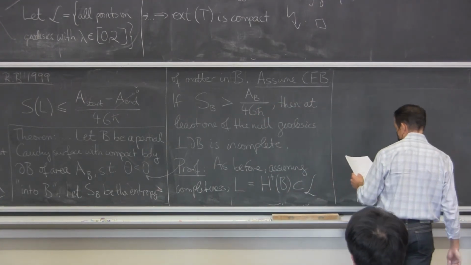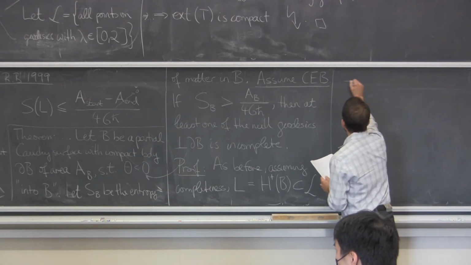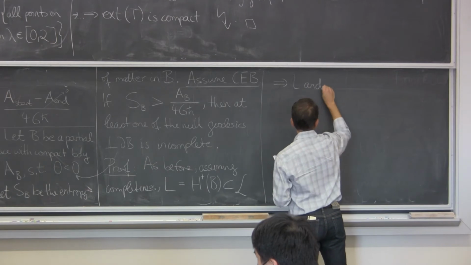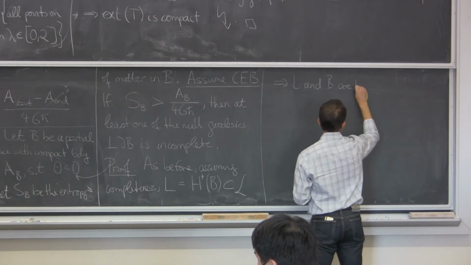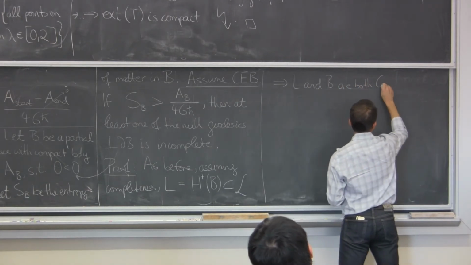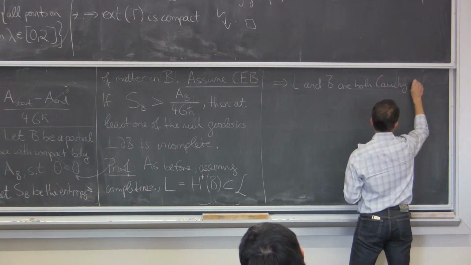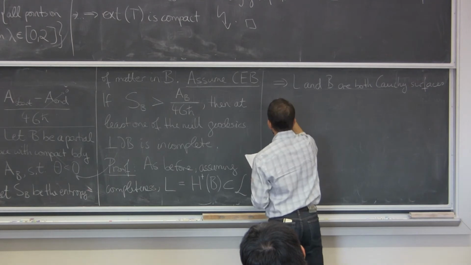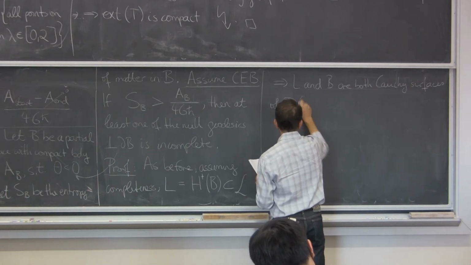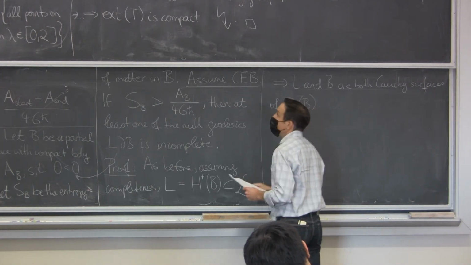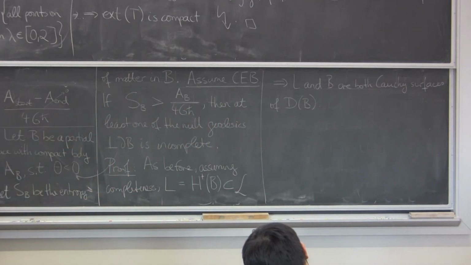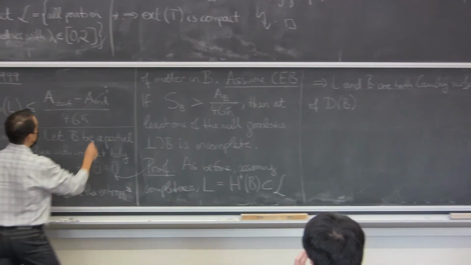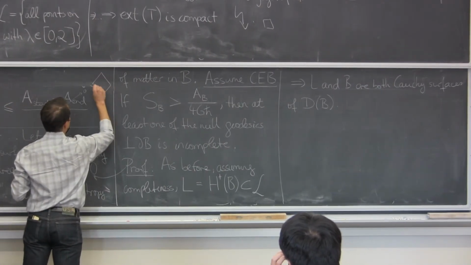Okay, so that means, as before, that L and B are both Cauchy surfaces of the domain of dependence of B. So this is the same picture that we already have up here. Right? And of course, if I have a domain of dependence, it looks like this, right?